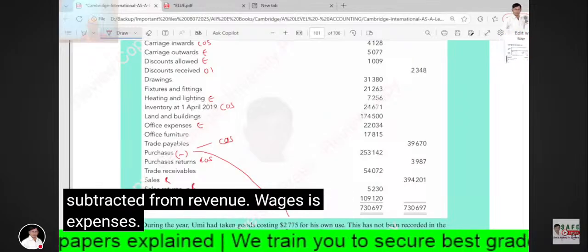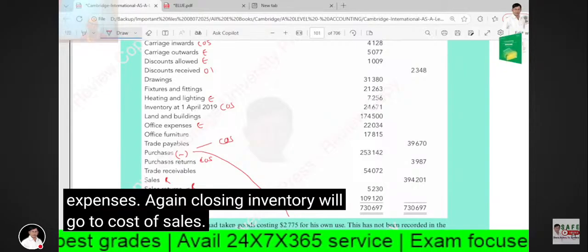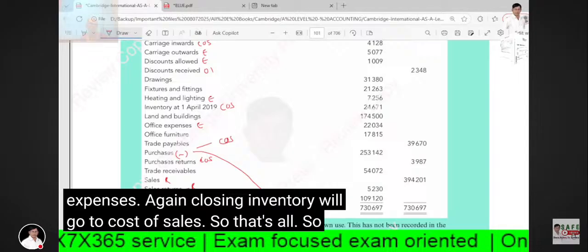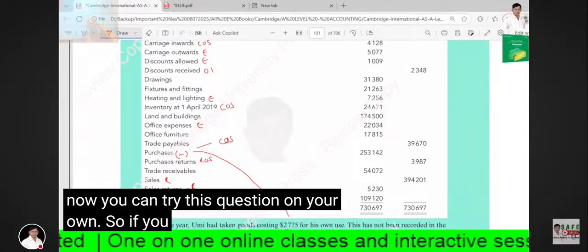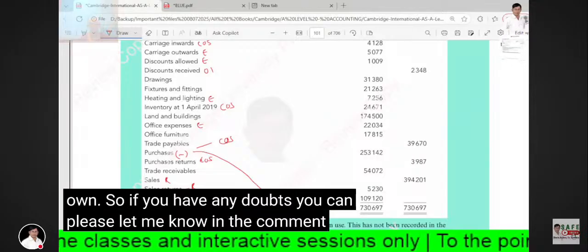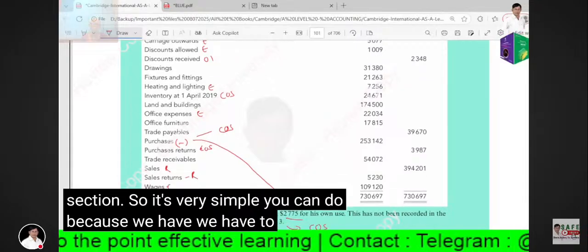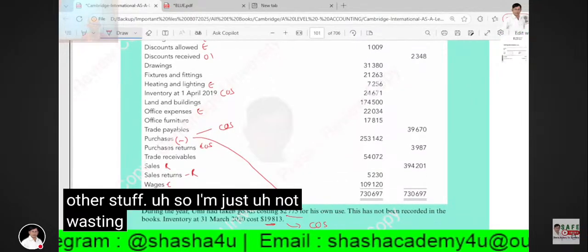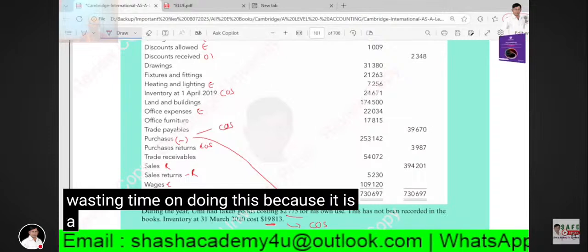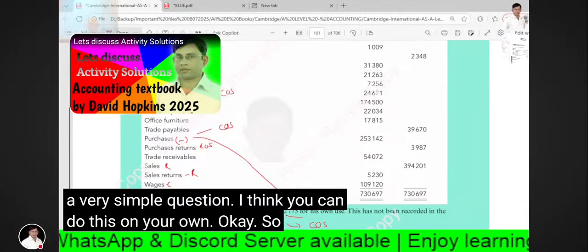So there are two ways. What is one way? You have to learn how an account is prepared, what will come on the credit side, what will come on the debit side. And in the listing approach, list of items, what will be added, what will be subtracted. So that way you can do, or you can understand and try. So now let us discuss the solution.